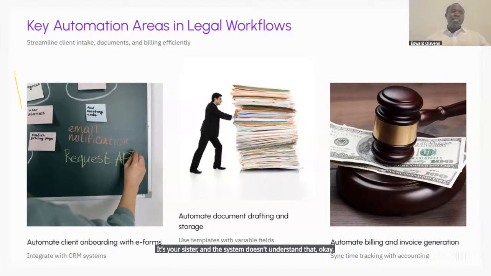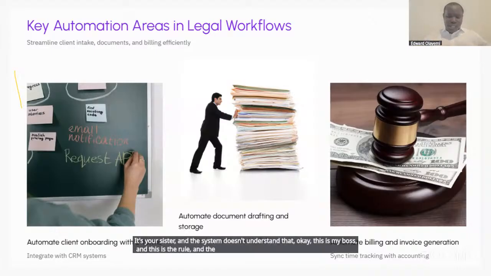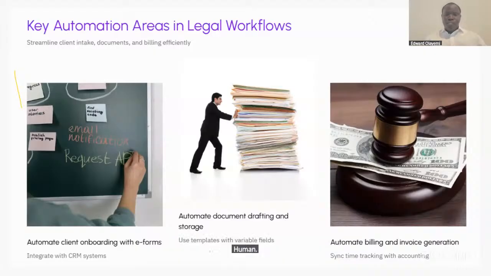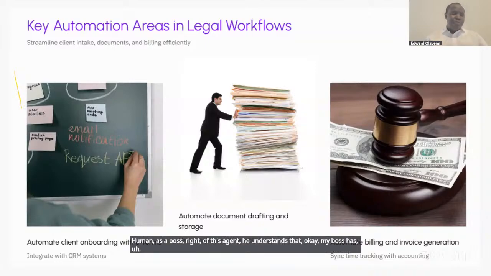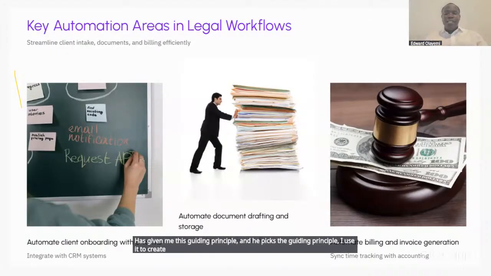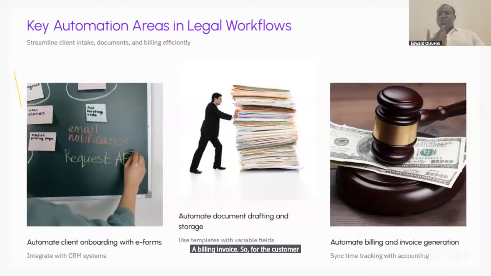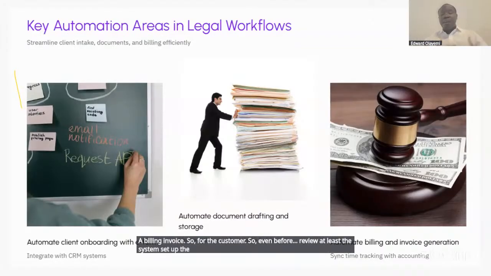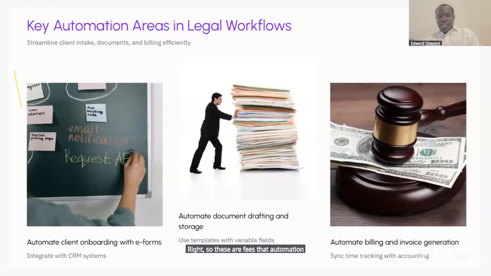The system understands that this is my boss, and this is the rule and the instruction my boss has given, because humans are the boss of this agent, right? It picks the guiding principle and uses it to create a billing invoice for the customer. So even before you review, at least the system has sent out the billing for the customer. And the customer can then come back and negotiate to say, "Please, I can't afford X amount. Can you do X minus 1, X minus 2?" So these are things automation can help us do in the legal space.